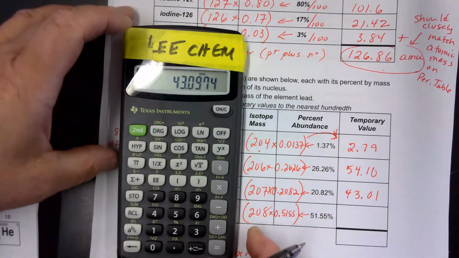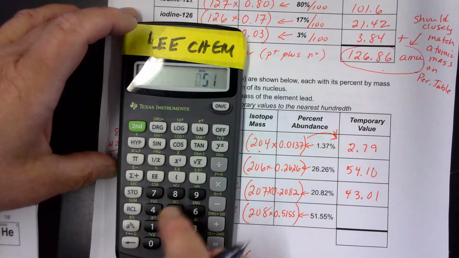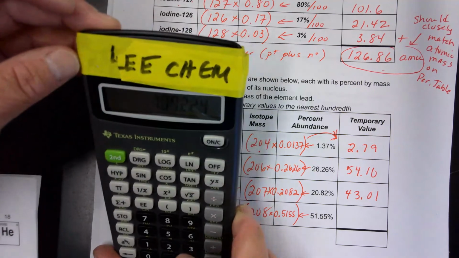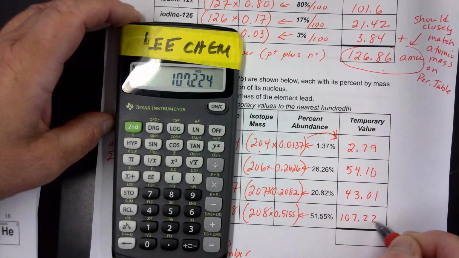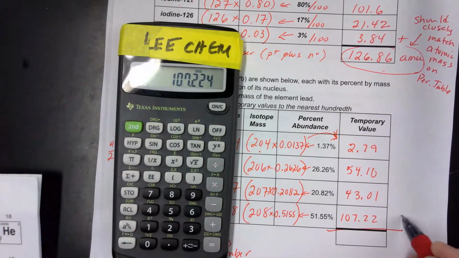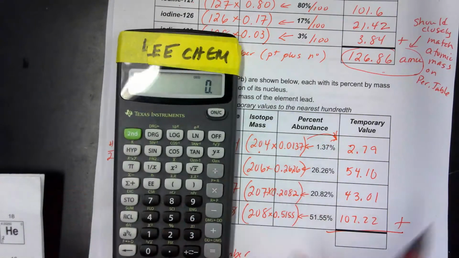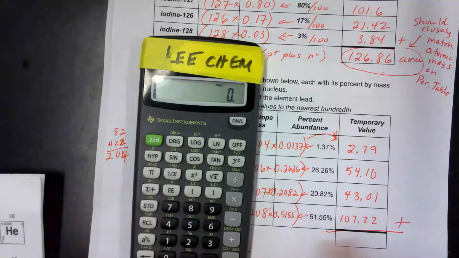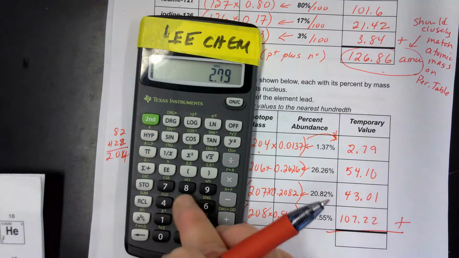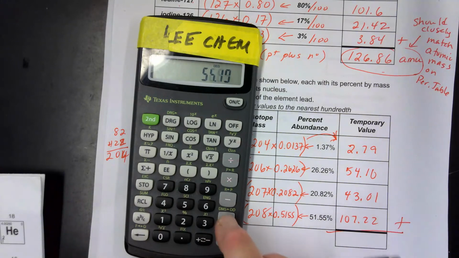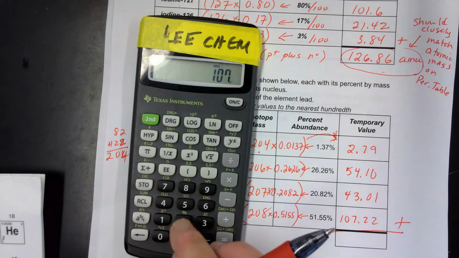Yep, 43.01. And lastly, 208 times 0.5155. And I'm going to get 107.22. Temporary values. Notice that you're going to add all of those 4 numbers up. I'm going to start, since I rounded these numbers, I am going to start with a fresh calculator. 2.79 plus 54.10 plus 43.01 plus 107.22 equals.